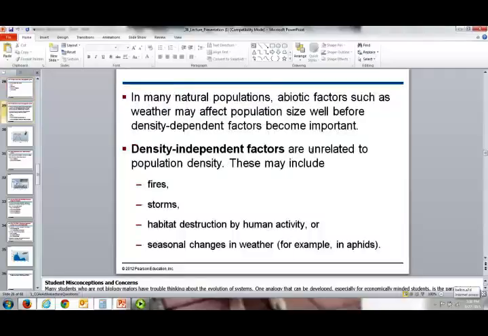In many natural populations, abiotic factors such as weather may affect the population size well before you get to the density-dependent factors.